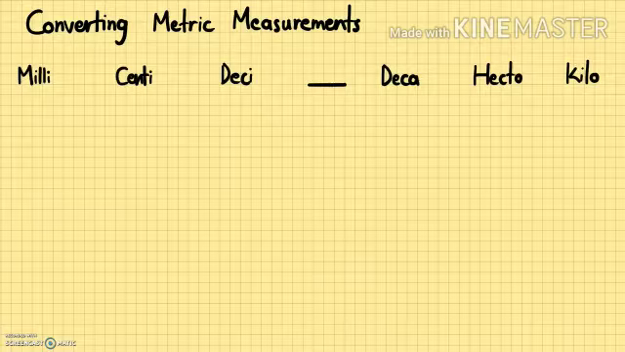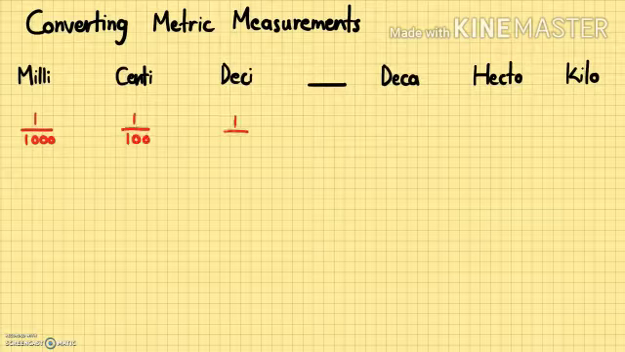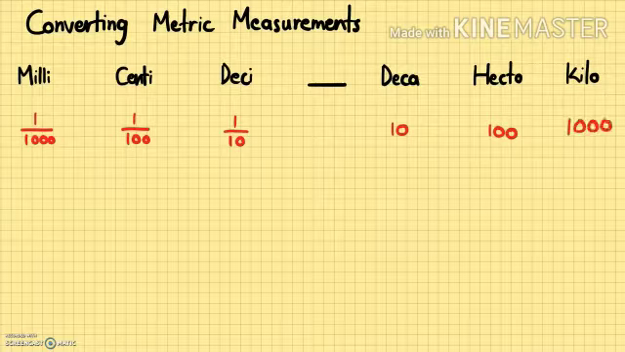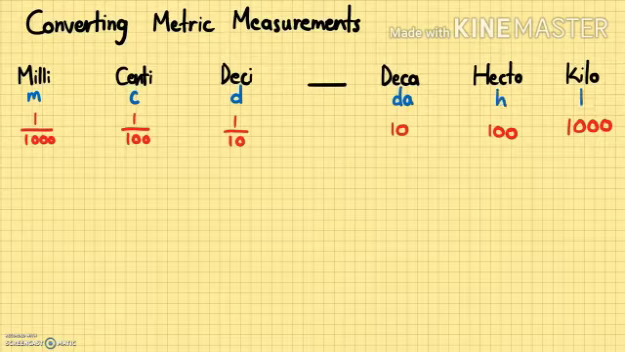Milli means 1/1000. Centi means 1/100. Deci means 1/10. Deca means 10. Hecto means 100. Kilo means 1000. For milli we say m. Centi we say c. Deci we say d. Deca we say da, so we don't get confused: d for deci, da for deca. Hecto is h. Kilo we say k.